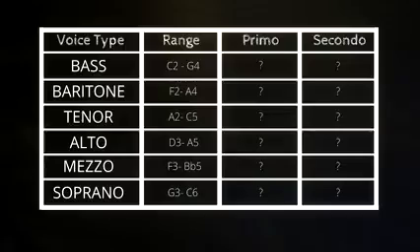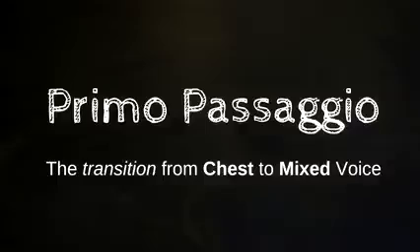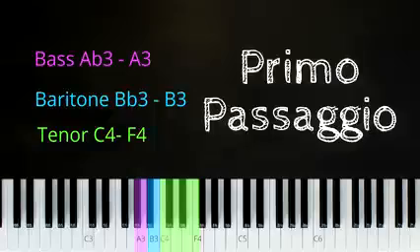This is where it gets a bit tricky, and someone can be misclassified just like I was as an 18-year-old when my first teacher said that I was a bass. To accurately determine your voice type, we need to find your primo and secondo passaggio, your first and second transition points in your voice. The primo passaggio is where your voice transitions from chest to middle or mixed voice. Here's a table to show you where these notes approximately lie in each voice type.